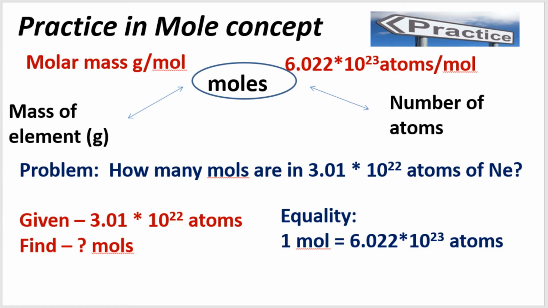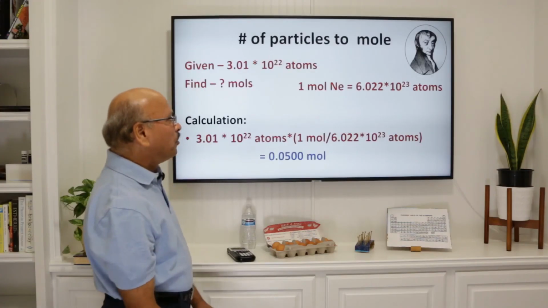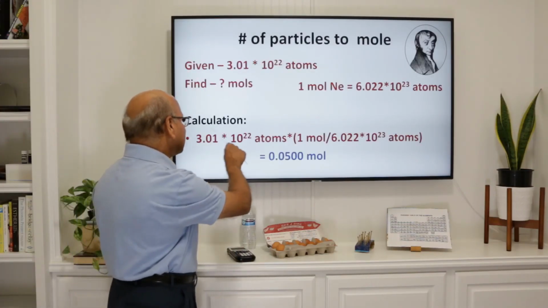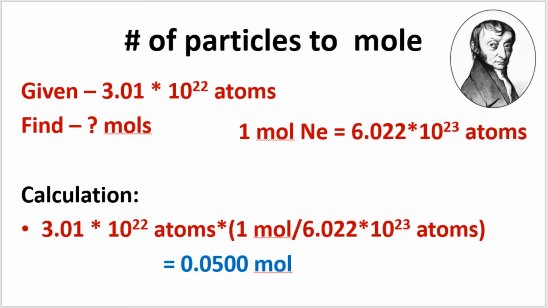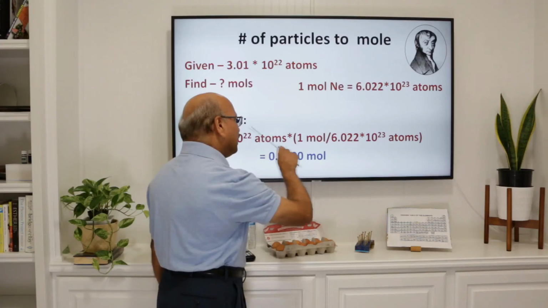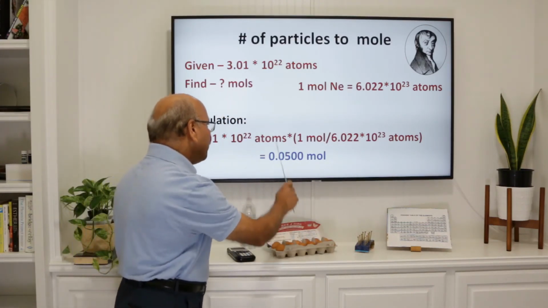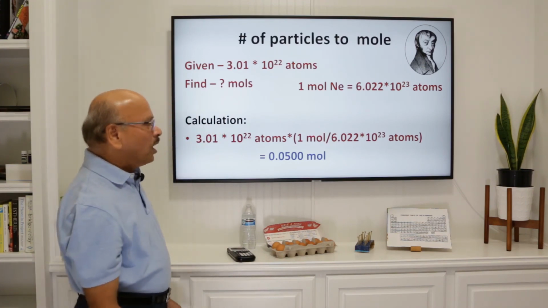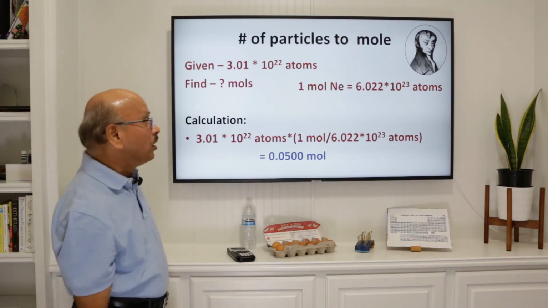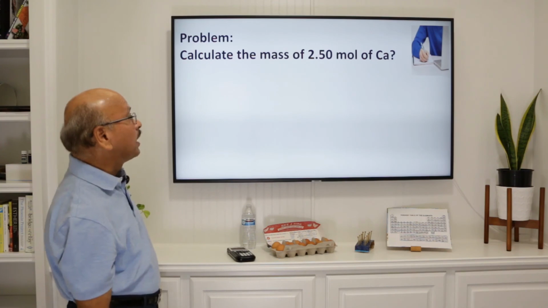We can use it in a calculation. So the calculation will be like this: 3.01 × 10 to the power 22, which is the given thing. Keep the mole on the top. Then, if you use the Avogadro number, you're going to get what? 0.0500 mole. That is your answer. It's pretty easy. You can do it like that. Okay, let's take another one.